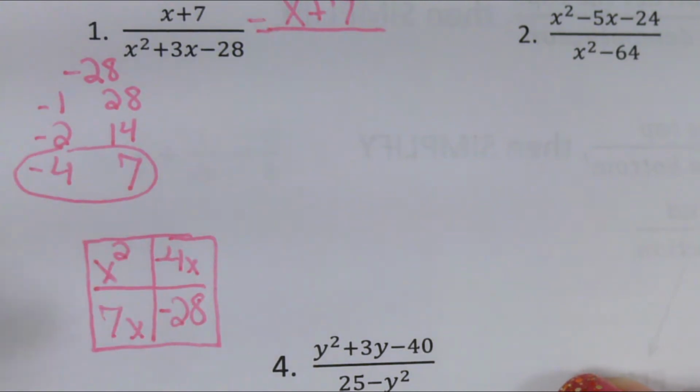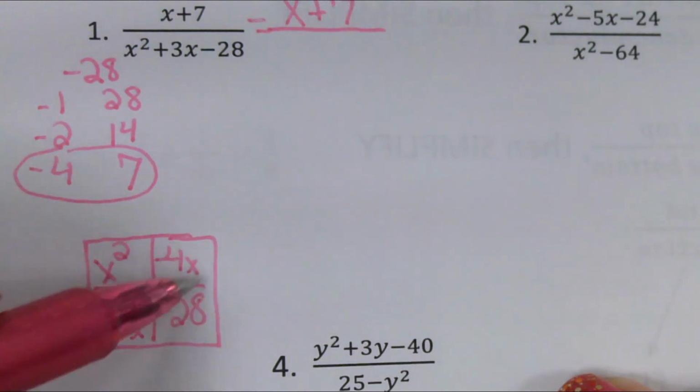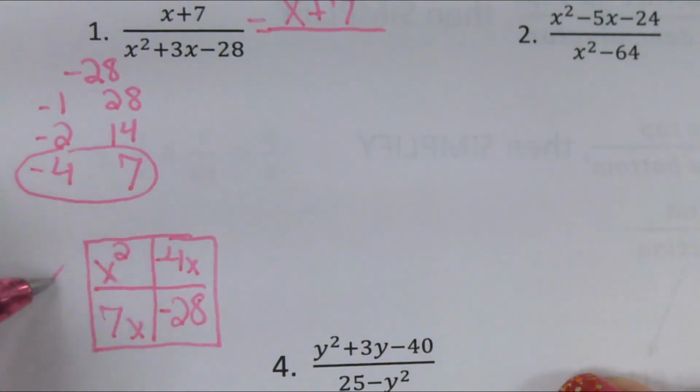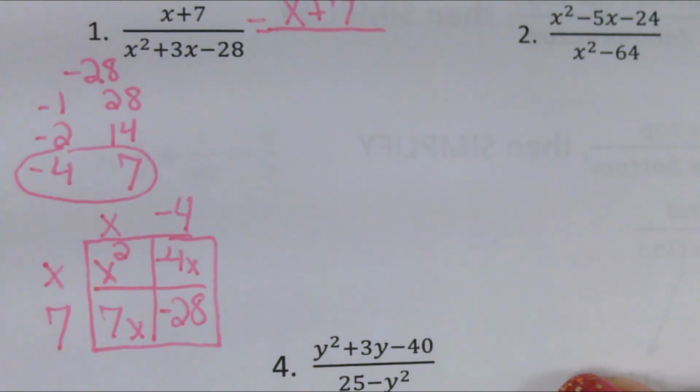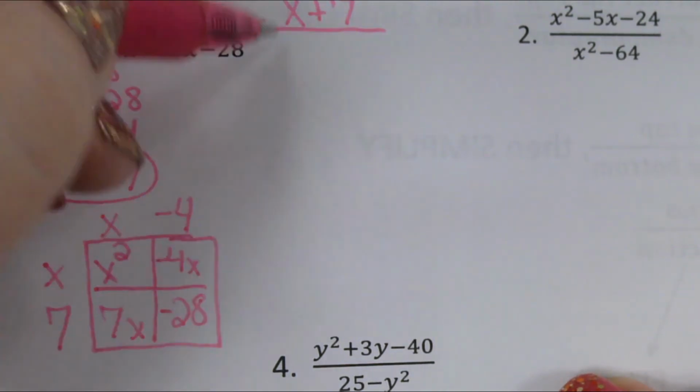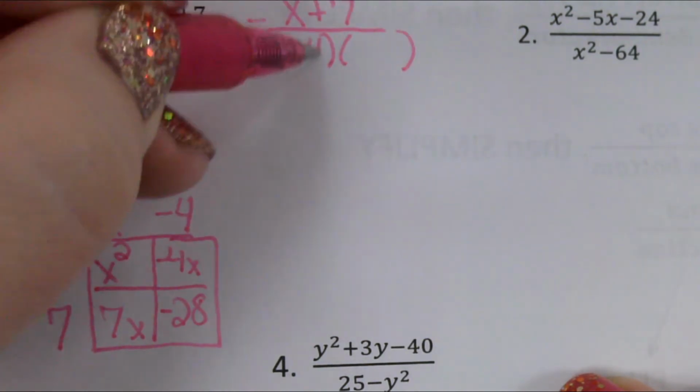What can I take out of the top row? I can take an x out. The bottom row, I can take 7. The left side, I can take x. And the right side, I can take negative 4. So our factors in the bottom, we're going to have x minus 4 and x plus 7.